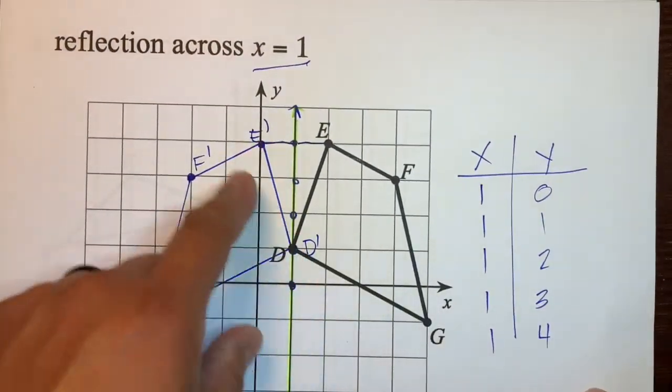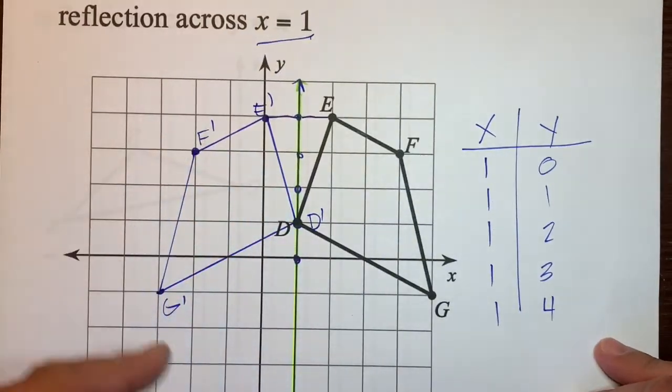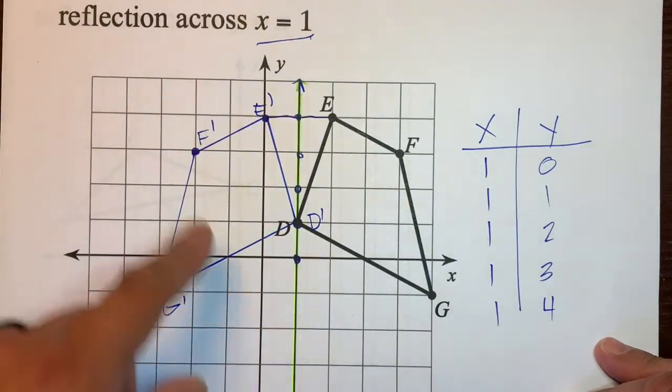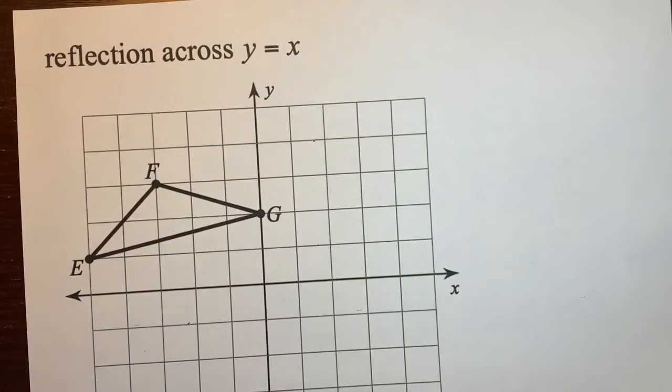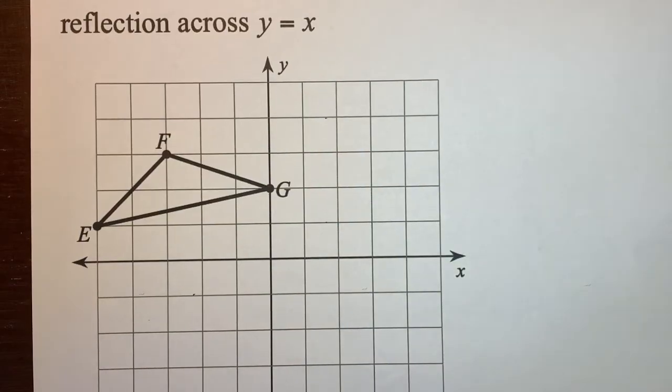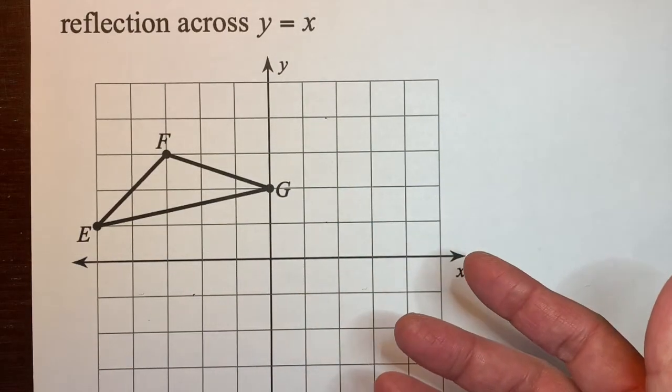And if you want to get the points for that, you can press pause and figure out the coordinates for all these new points. And the last example: reflect this triangle across y equals x.